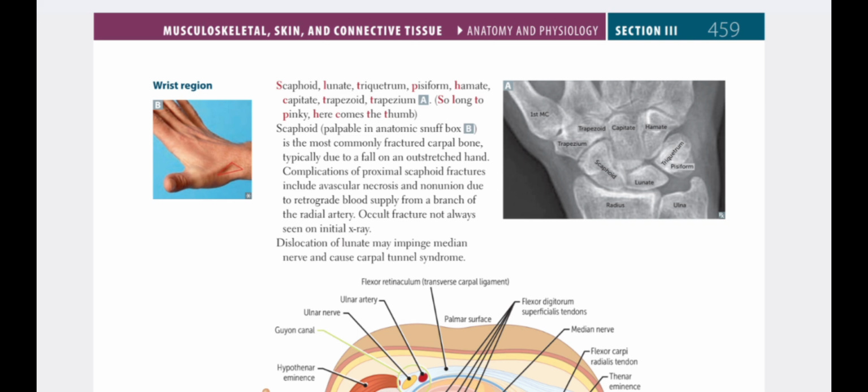Today we are going to study the anatomy of the wrist region. So the wrist region, as you can see in the diagram here, is composed of 8 different types of carpal bones. These carpal bones are small bones that have independent blood supply, and they form most of the portion of the wrist, giving the function of mobility and performing different functions.